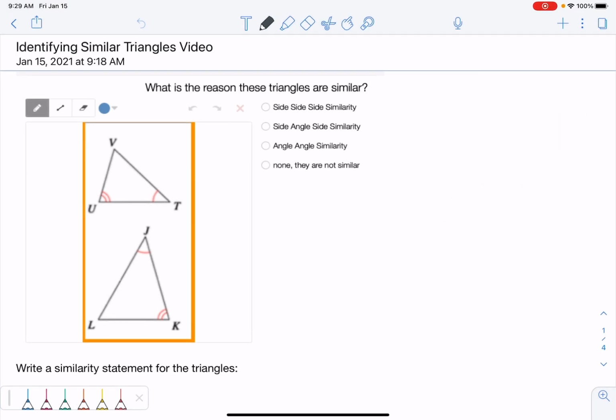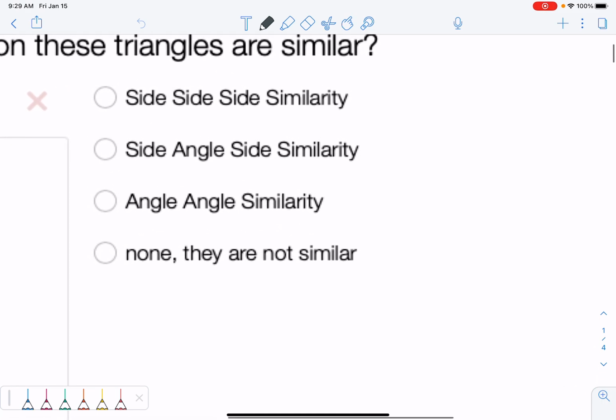Hi students, this video is to help you practice how to identify why triangles are similar or if the triangles are not similar. Before we begin, let's review the reasons for similarity. So first we have side, side, side similarity.